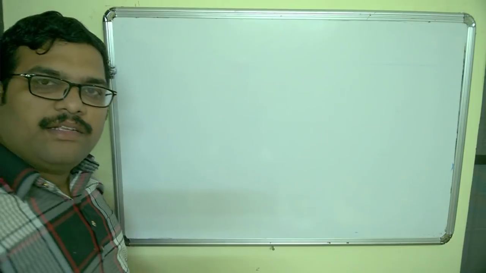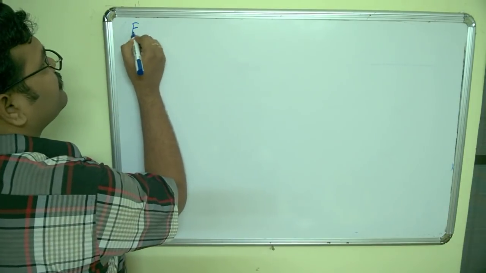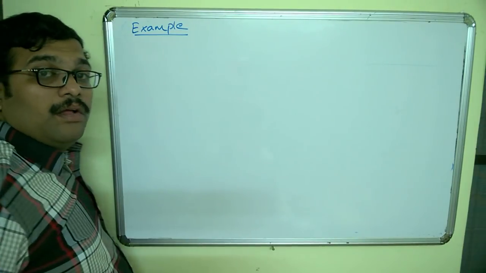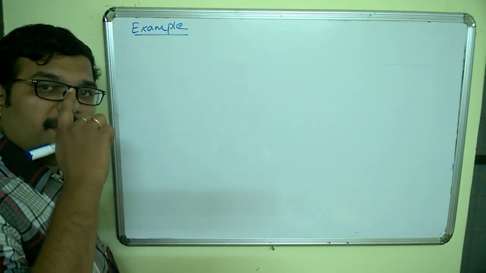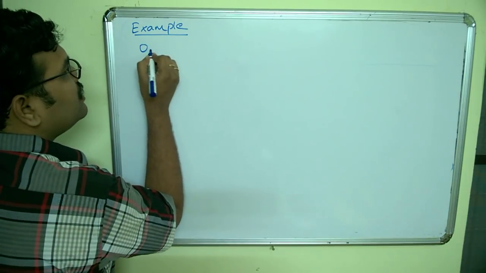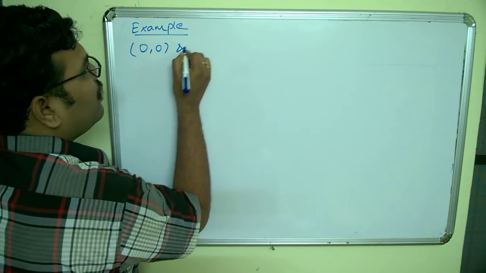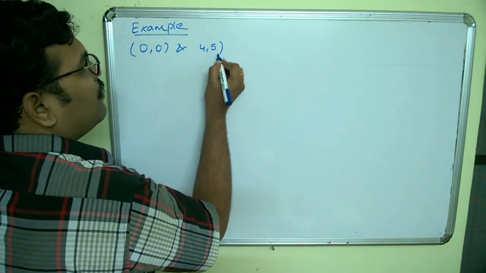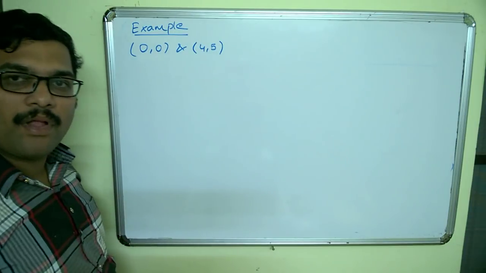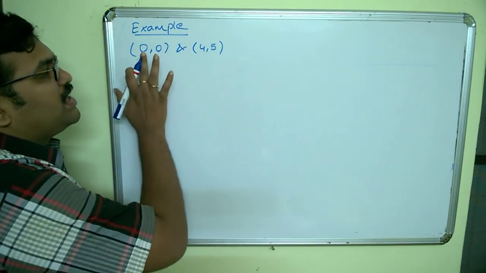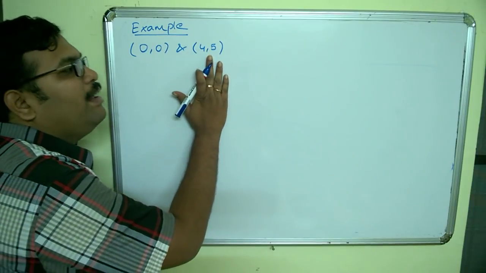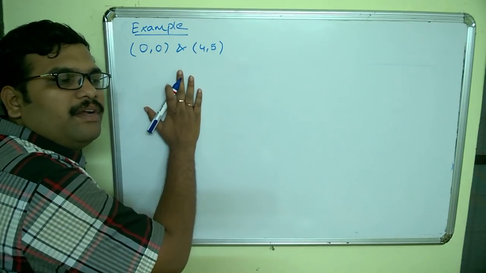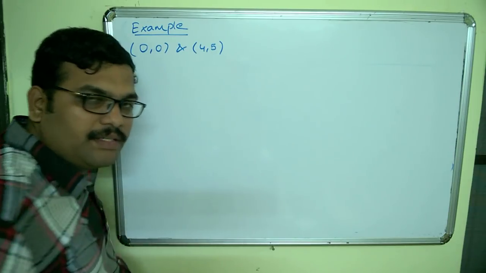Now let us see one example. We have to find all the intermediate points in between 0, 0 and 4, 5. So the starting point is 0, 0 and the ending point is 4, 5, so that we have to find out all the intermediate x and y coordinates.